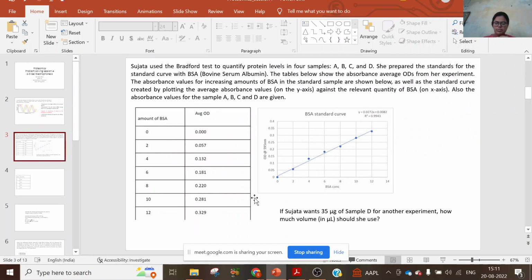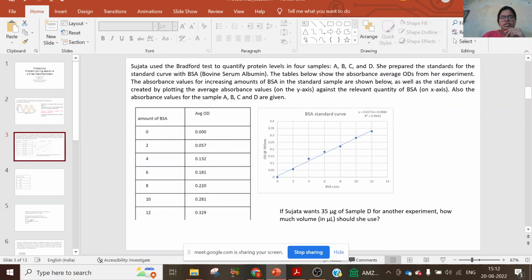This is from assignment 2. It is regarding the Bradford assay. The Bradford assay is used for quantification of proteins, and we solved the same kind of problem in our week 2 Saturday session also. So this is similar to that, but even then I will discuss it.